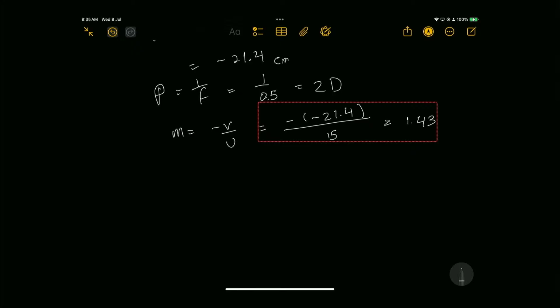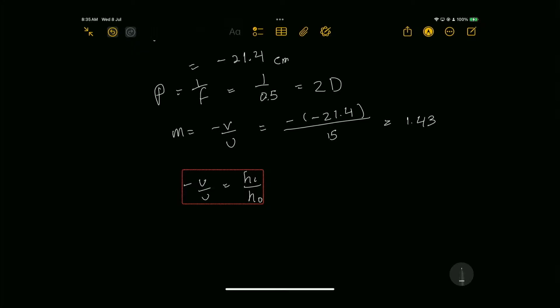Right. And we weren't given the height of the object, but if we had to calculate the height of the object, what formula do we use? Minus v over u is equal to hi over ho. Right, so we could use that formula and substitute either hi or ho, depending on what we were given, to find the other one.